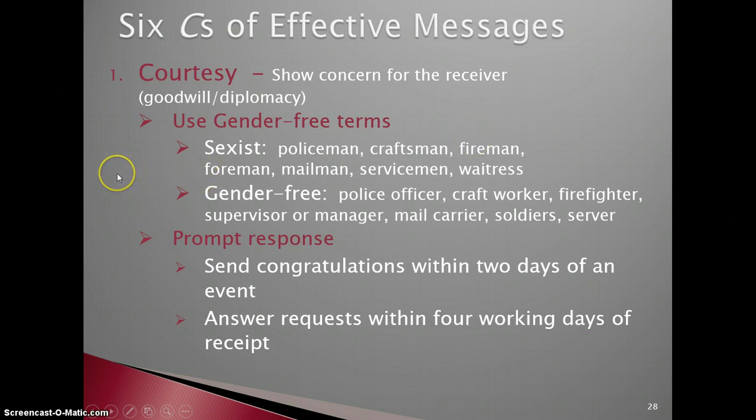The third thing you will do to show courtesy in your message is to use gender-free terms. Rather than using a sexist term, you will use a gender-free term. For example, rather than saying policeman, you would say police officer. Rather than fireman, firefighter. Rather than serviceman, soldier. Rather than waitress, server, and so on. And the last thing to show courtesy with your messages is to provide a prompt response. A congratulatory message should be sent within 2 days of an event. When answering requests within a business setting, you should answer that request within 4 working days of receipt.